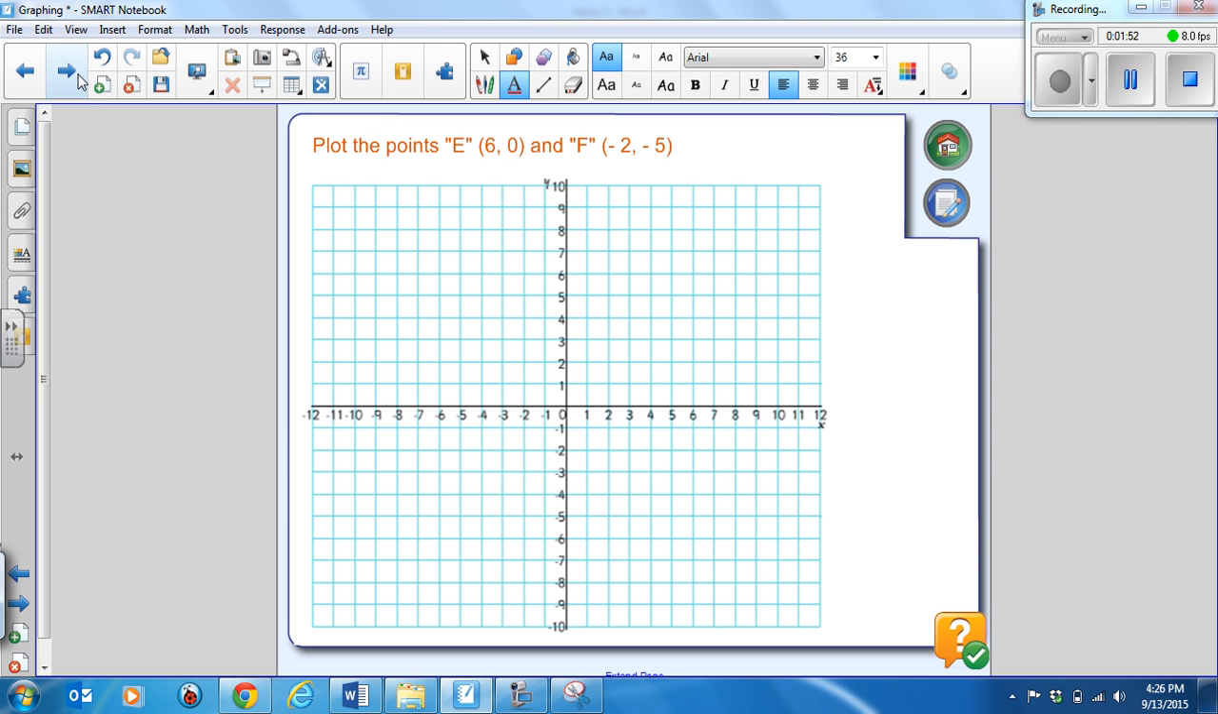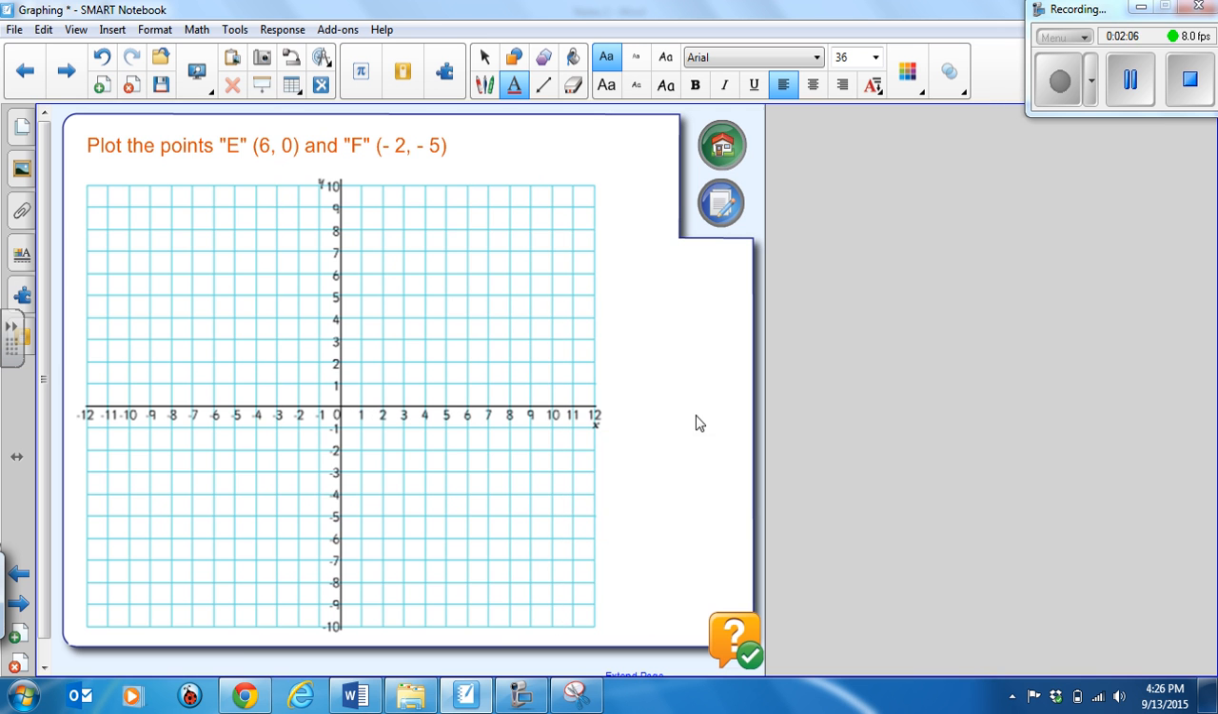Okay, now we're going to plot the points E and F. This point is 6, 0. This point right here gives students a lot of trouble. So let's start at the origin, and remember we always go left or right. So it's a positive 6, so we're going to move over to 6. And then the next number is 0. So that means we are not going to go up or down at all. We're going to stay right here at 6. All right, and then we're going to label that E.